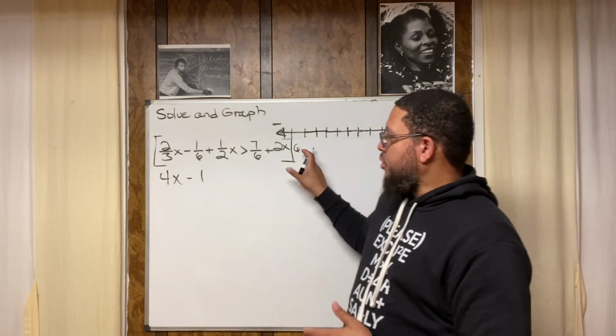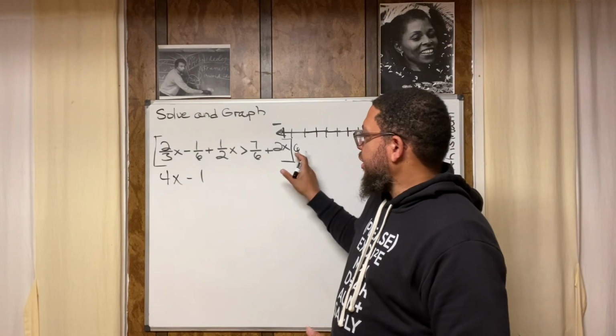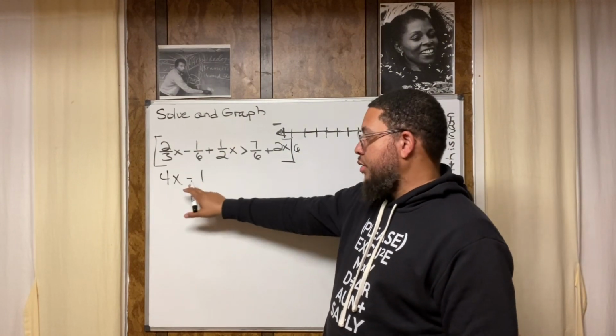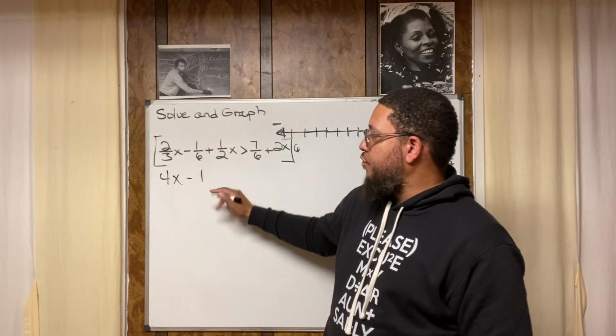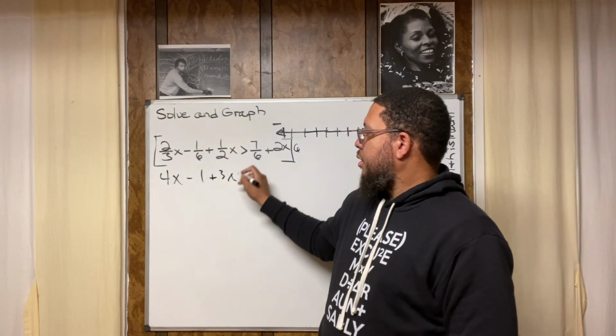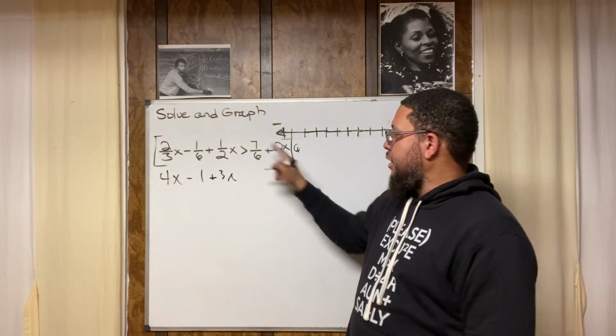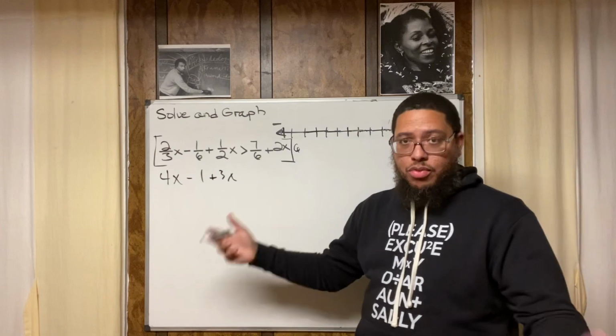All right? So 6 times 2/3 is 4. 6 times -1/6 is -1. 6 times 1/2 is 3, because half of 6 is 3. Plus 6 times 1 divided by 2 is 3.